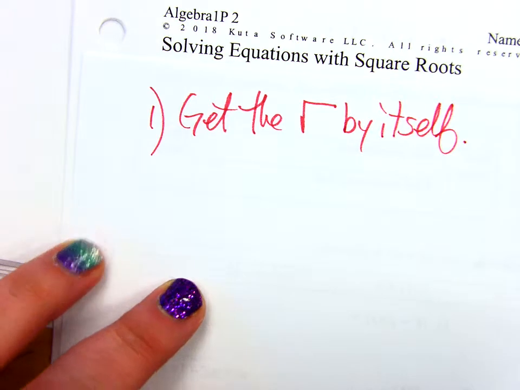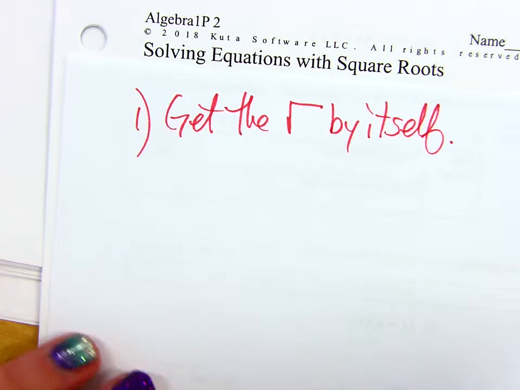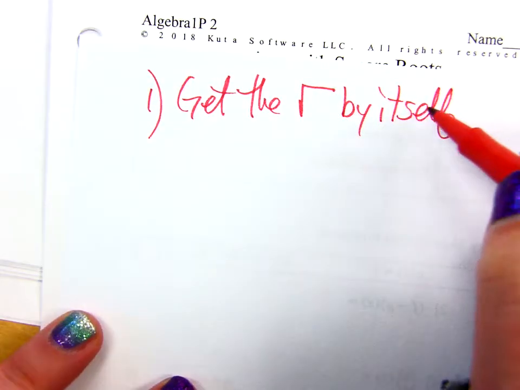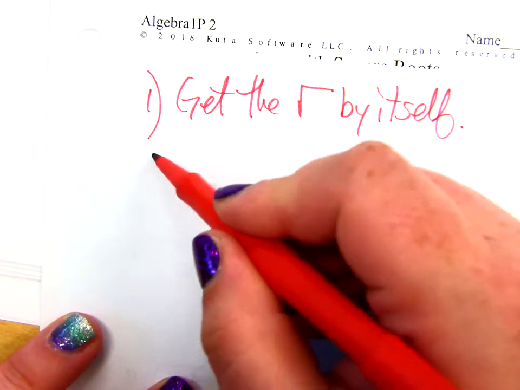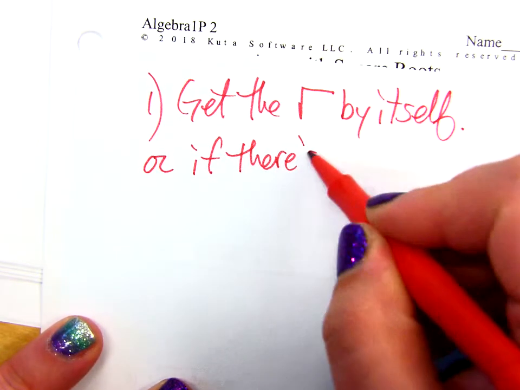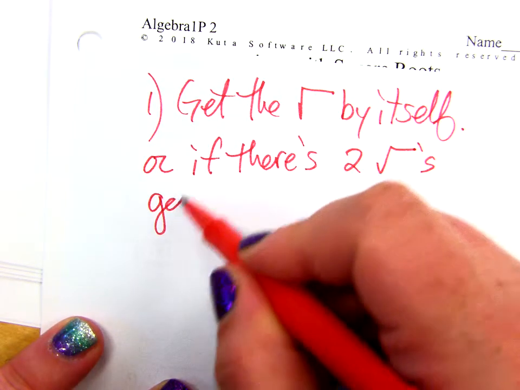This is a step that so many kids do not do, and it makes your life awful if you don't. And you're probably going to get it wrong. So, get the square root by itself, or if there's two square roots, get one on each side.